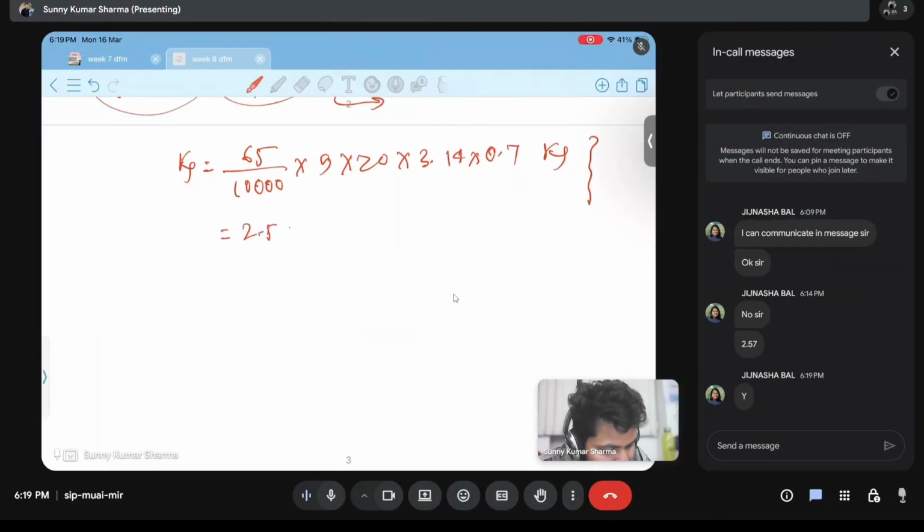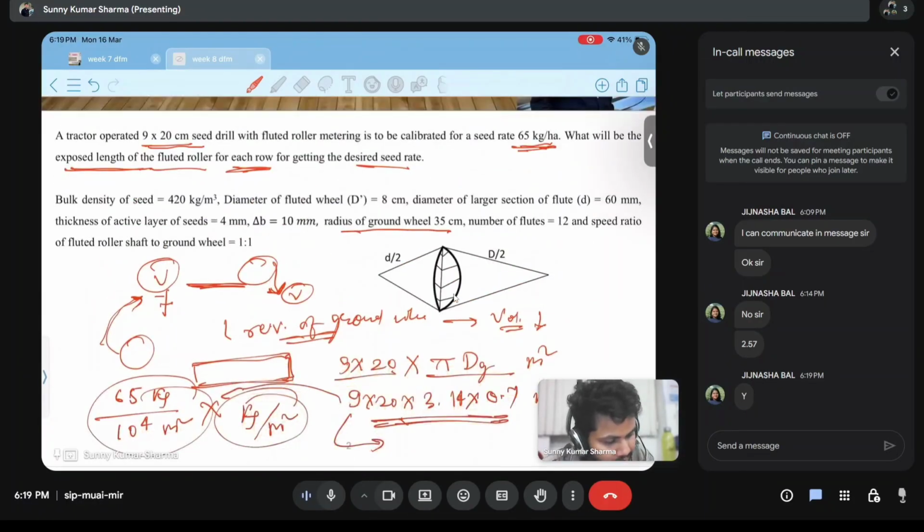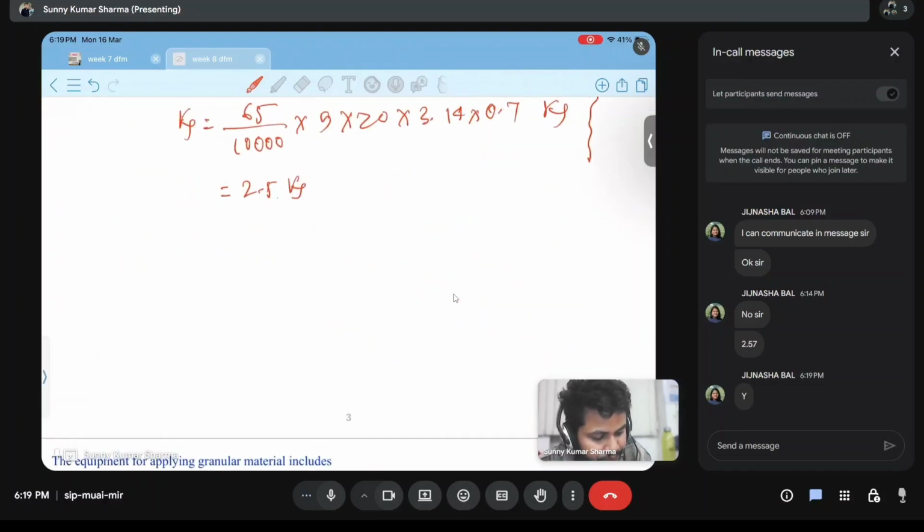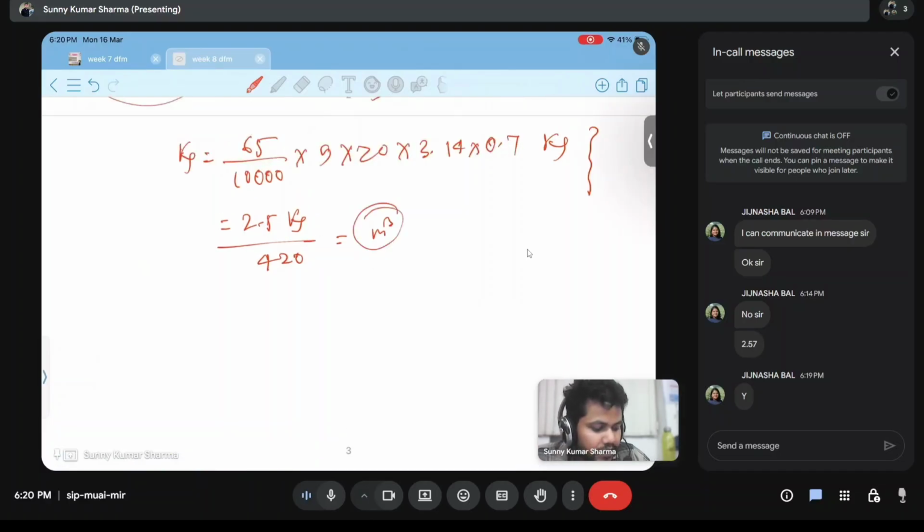So this is 2.57 kg, and we need what volume is same. So what is the density of this seed? First density is 420 kg per cubic meter. So this is divided by 420, which is giving 2.5 by 4 kg. We need this volume.